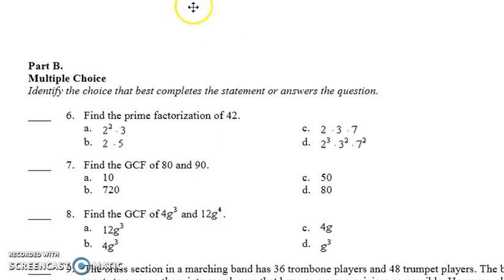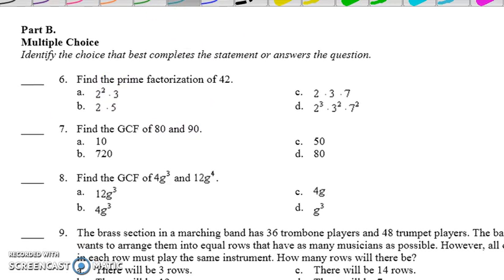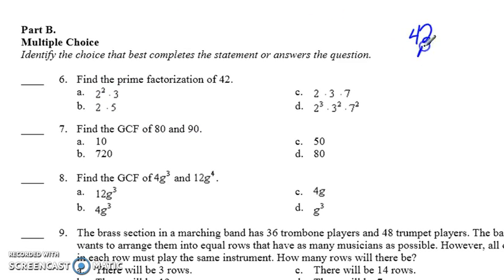Number 6, find the prime factorization of 42. So 42 can be broken down into 6 times 7. I'm going to circle 7 because it's prime. And then 6 can be broken down into 2 times 3. So 2 times 3 times 7 looks like the winner here.